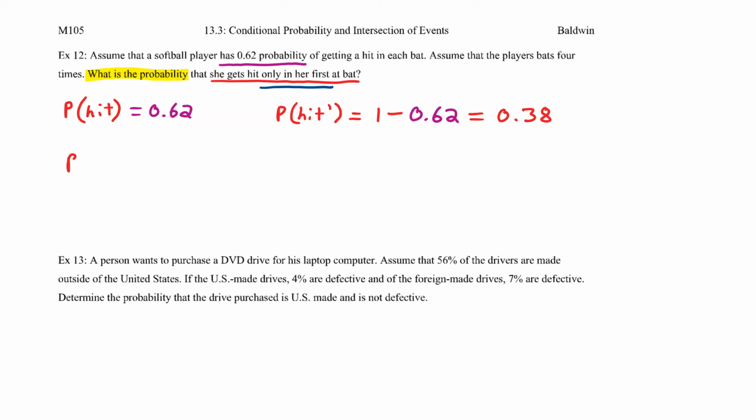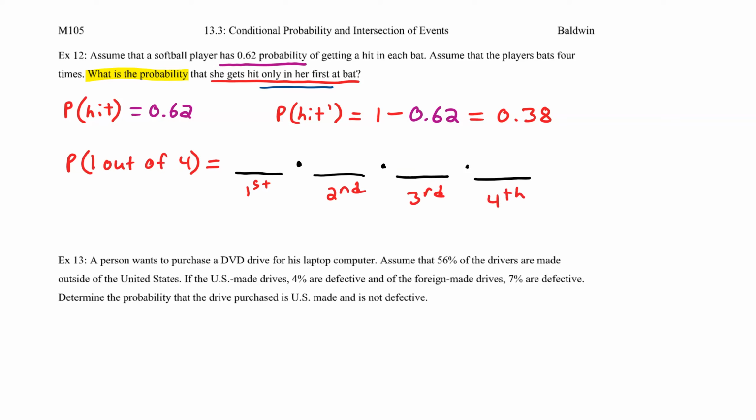So if we're looking at the probability that 1 out of 4 times she hits the ball, we can think about our counting methods like we did back in chapter 12. So we have 4 events that are happening. We're multiplying them together. And we said the first time she gets up to bat, she's actually going to hit the ball.